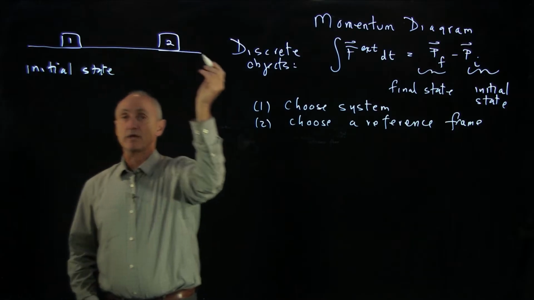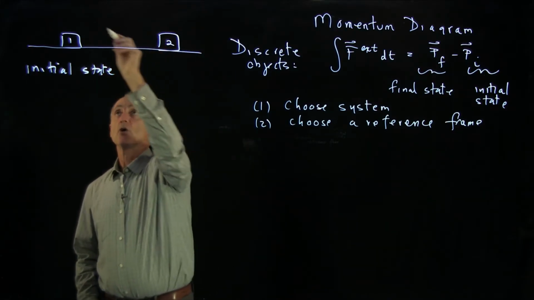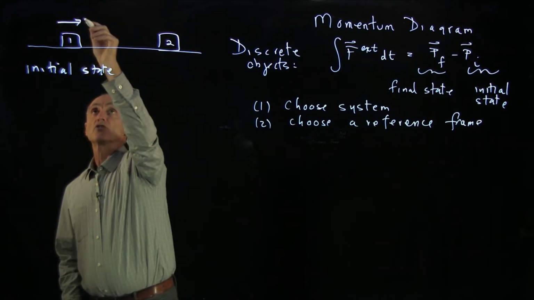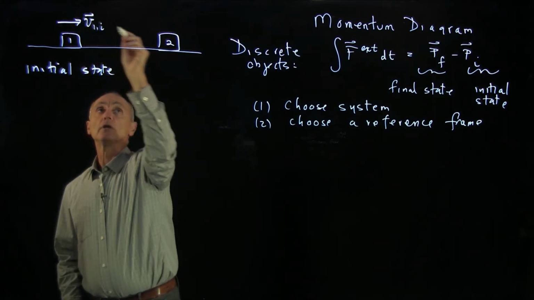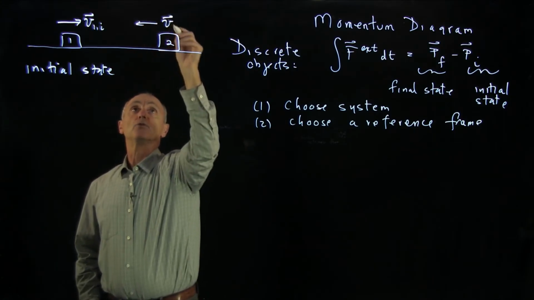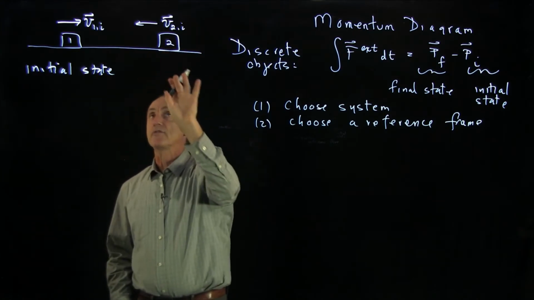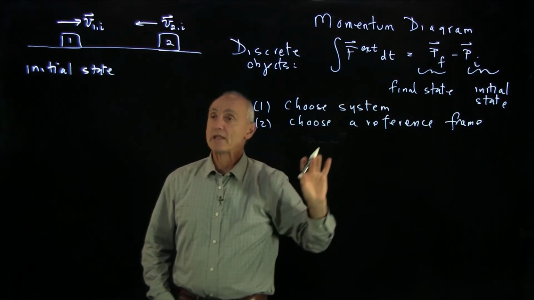we'll have, if we're given some initial conditions, what we'd like to do is represent each object with a velocity vector. So here we'll write v1 initial, and let's suppose this object is coming at it with v2 initial as an example.